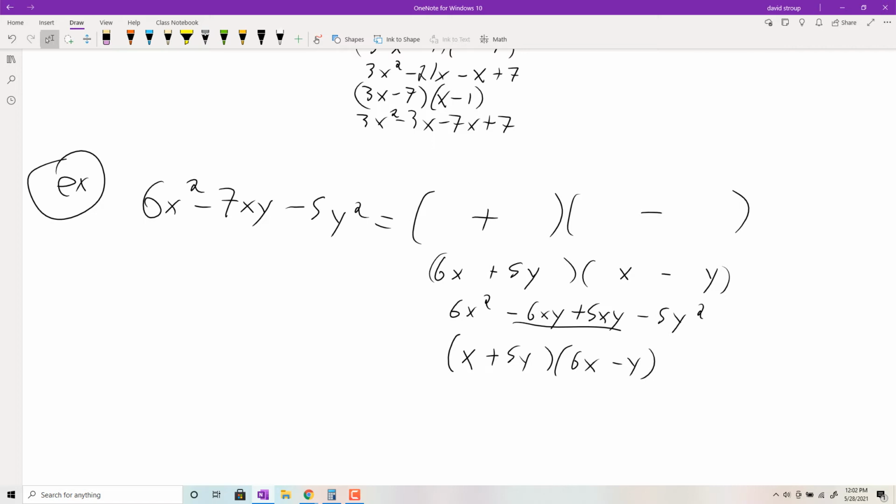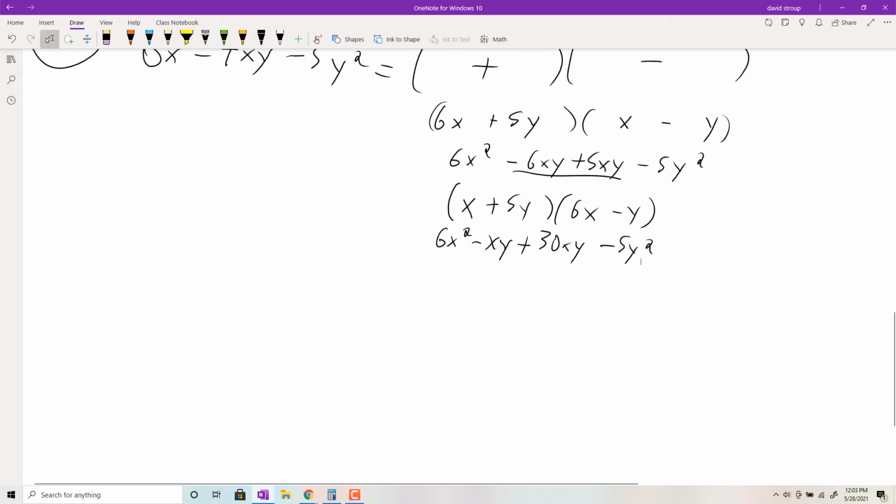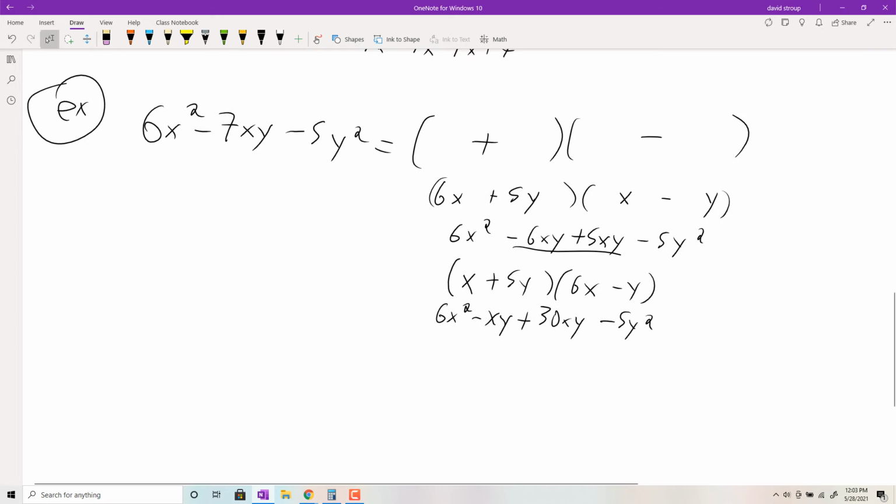And hopefully you kind of see this isn't going to work, right? Because the middle term is going to be big, and there's no way to get a 7 when you add them together or subtract them. So anyways, I'll show that. So first, 6x squared, the outer, minus xy, the inner, plus 30xy, and then the last, minus 5y squared. So yeah, we're getting 29xy, way off. So 6 and 1 must not be the right way to go. We need 3 and 2. That's the only other possibility.